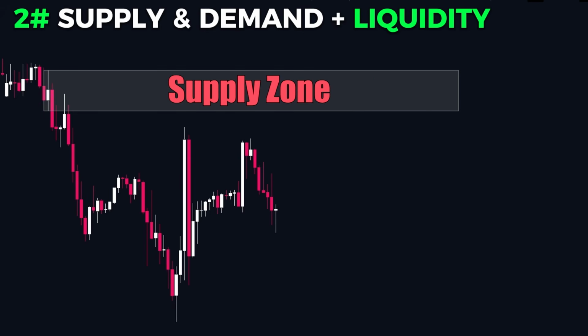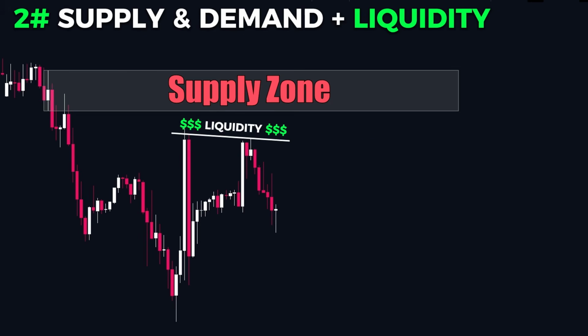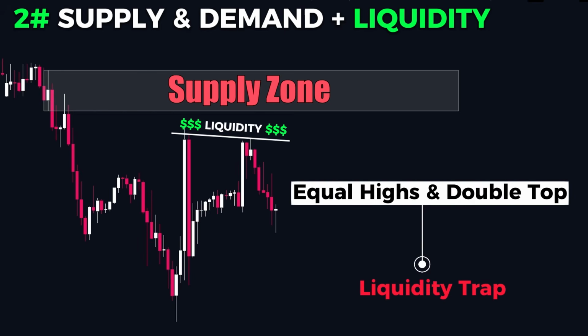In a perfect world, this would be a simple sell from the zone setup, but in reality, we must pay close attention to whether liquidity, like equal highs or trend line touches, exists around that zone. If price returns to the supply zone and forms equal highs or a double top, it may look like a strong rejection, but this can actually be a trap.